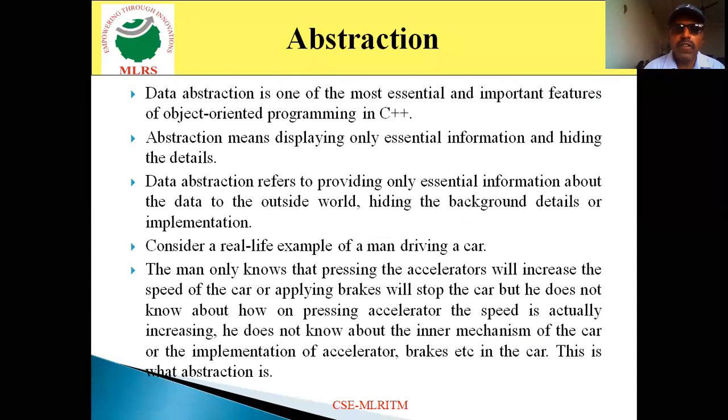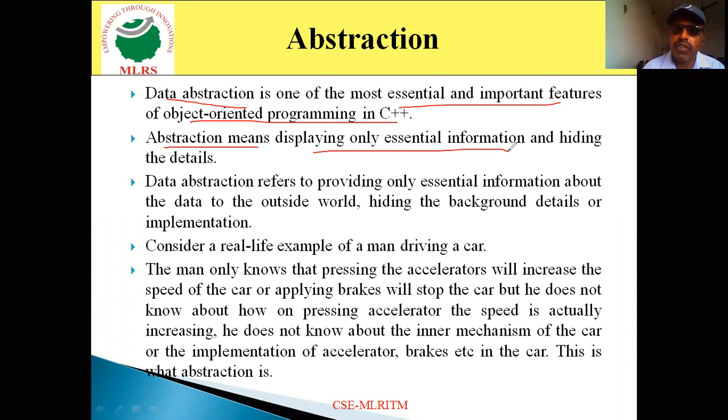Now look at this. We'll go to the next one. Data abstraction is the most essential and important feature of object-oriented programming in C++. First of all, what does abstraction mean? Abstraction is nothing but displaying only essential information and hiding the other details.